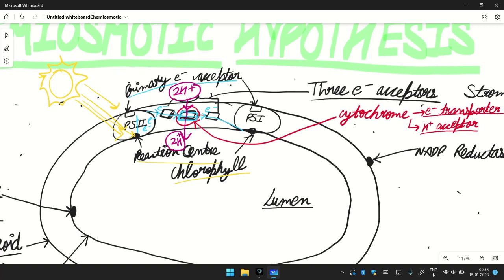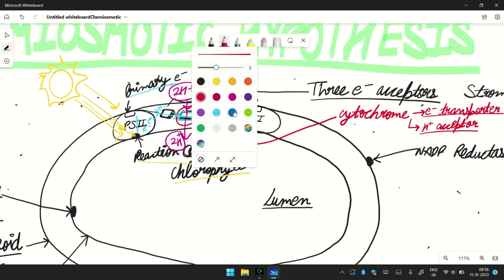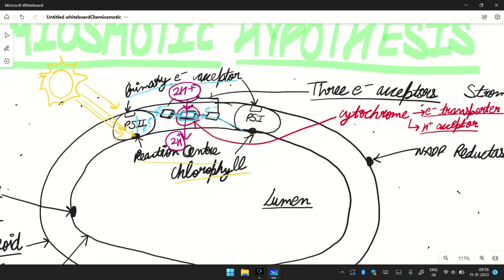Okay, so now here, as we have our water splitting complex right there, let's see.